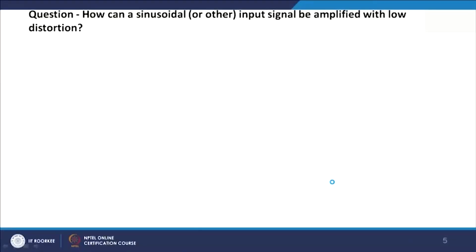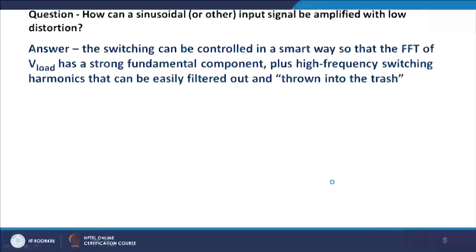Now the question is, how can a sinusoidal or other signal, it can be trapezoidal or any other signal, be handled? In the case of the shunt active power filter, the reference is a little picky, with different combinations of harmonics, but whatever the input signal may be, it can be reproduced with low distortion. This is a challenge, and the answer is that the switching can be controlled in a smart way, so that the FFT of the load voltage has a strong fundamental component plus high frequency switching harmonics that can be easily filtered out by the system or by a small low pass filter.